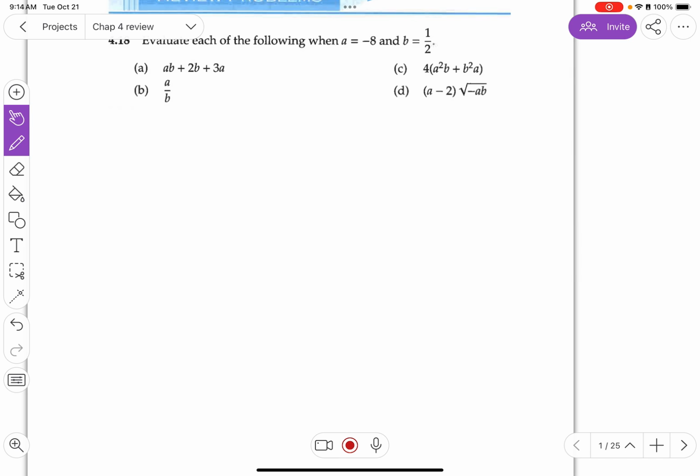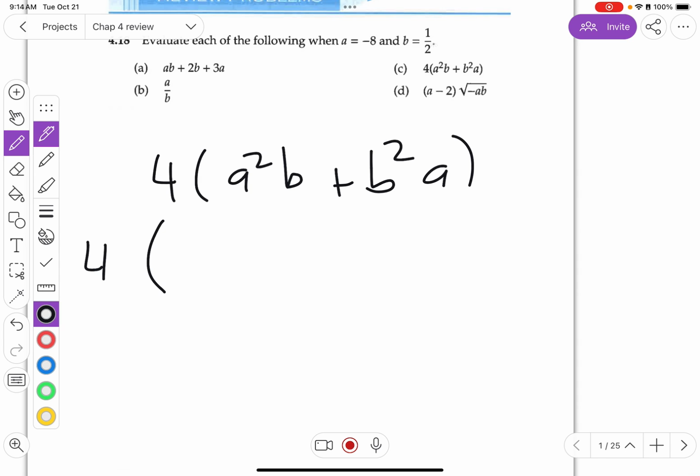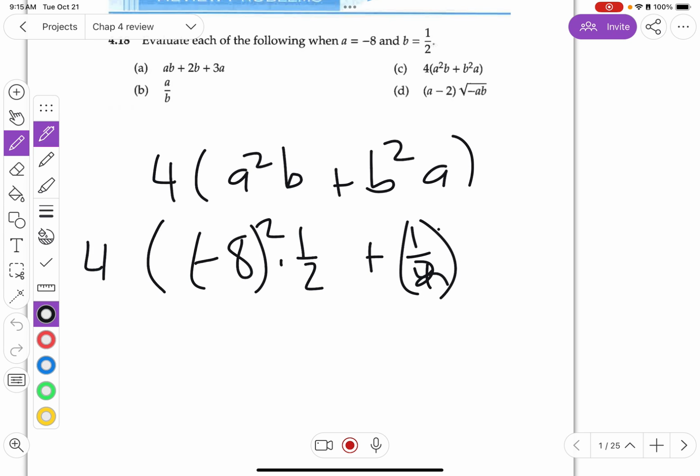The third one, so 4 times this quantity A squared B plus B squared A. And you have that idea of, well, what's a negative number squared? So we're going to do 4 times all this thing. So let's first do A squared B. So we're going to do minus 8, that quantity squared, times 1/2, plus 1/2 squared times minus 8.